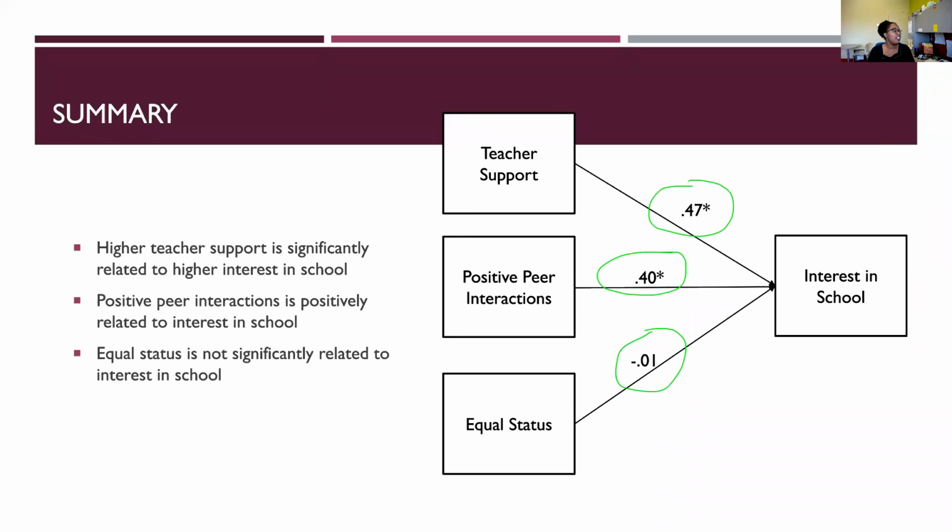So here we would say that higher teacher support is significantly related to higher interest in school. Positive peer interactions are positively related to interest in school, and equal status is not significantly related to interest in school. So pretty much that's how you would report this.